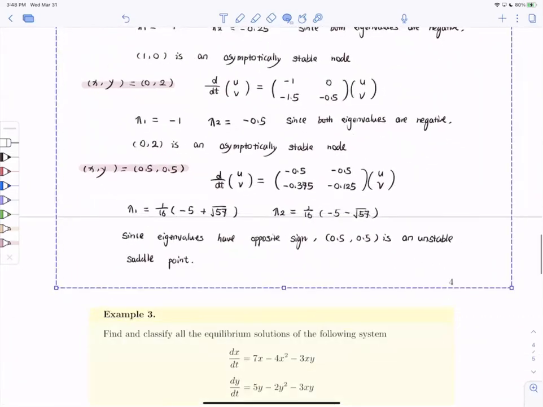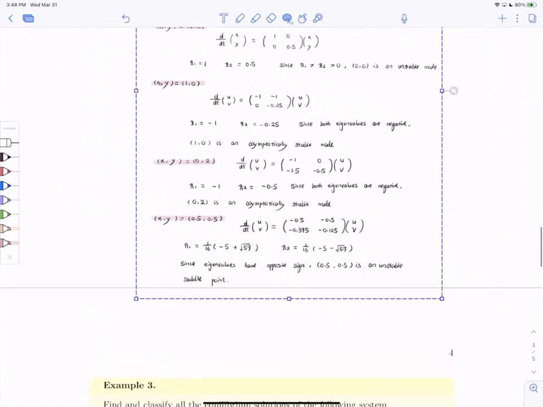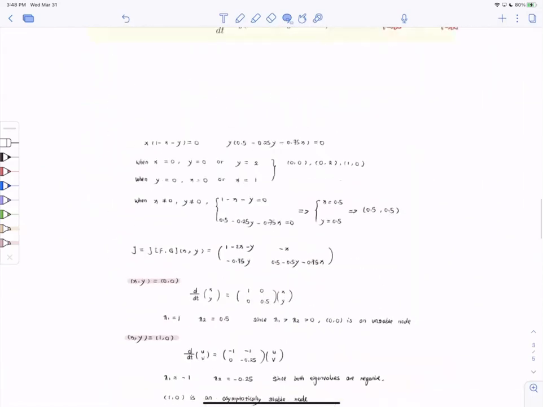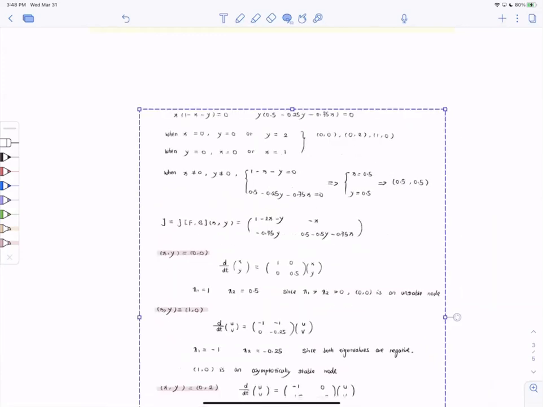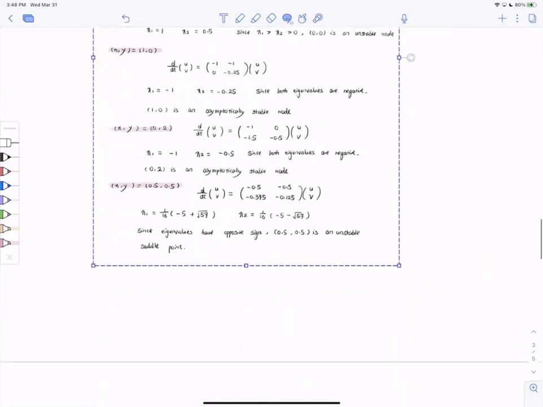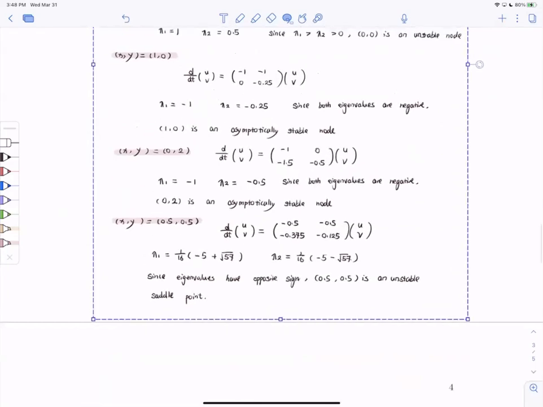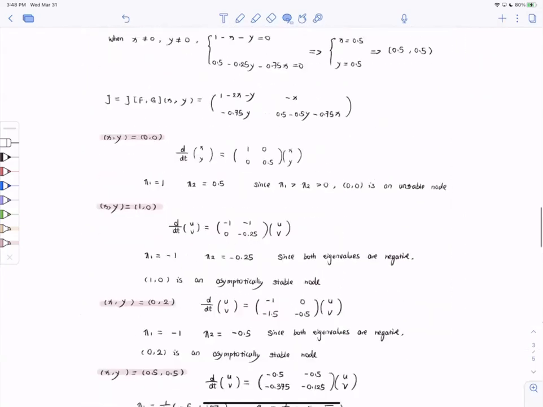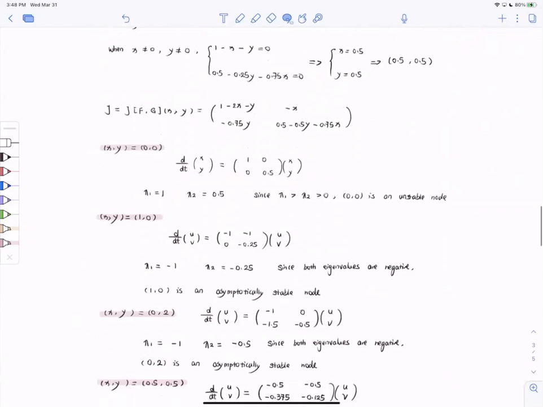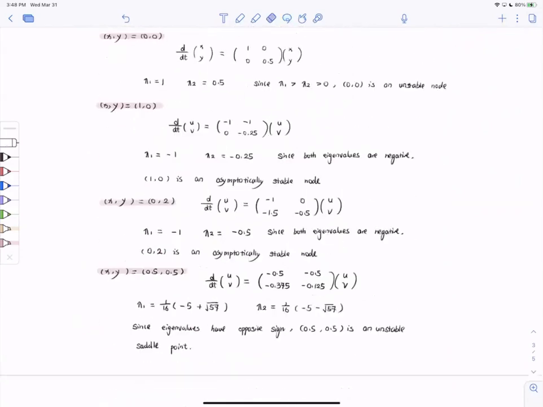Oops, too big. There we go. And I want to change this to unstable nodal source because it seems like they actually care about this. Stable, both are negative, so this is asymptotically stable nodal sink.